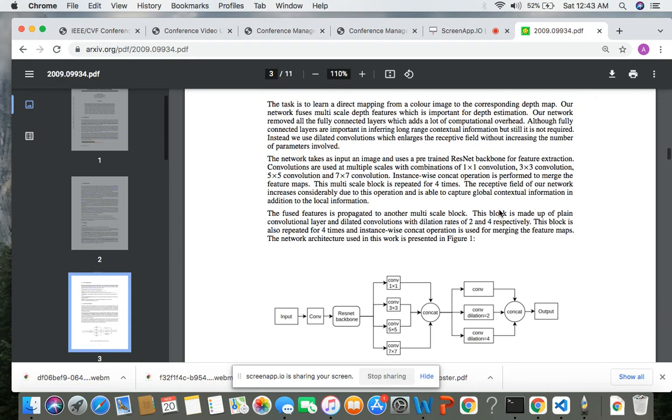Similarly, we then feed it to our next set of convolutional layers in parallel. Here we employ dilated convolutions. So in one part, we haven't used any dilation. In the second, we use a dilation value of 2. In the third, we use a dilation value of 4. And then we further concat all the individual features, thus producing the final output, which is the estimation of depth.